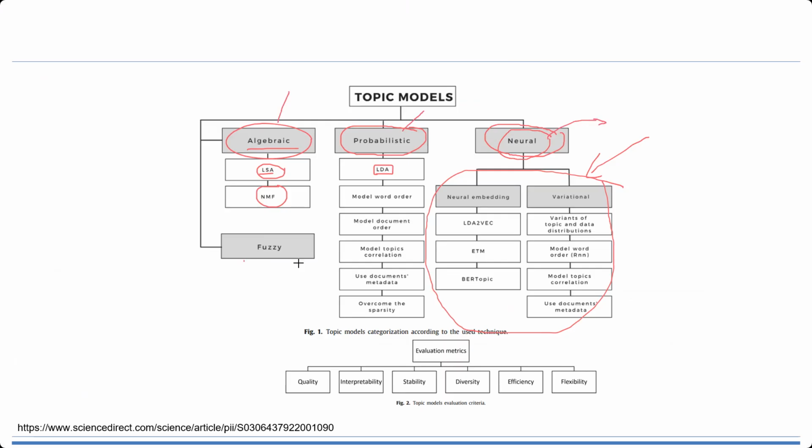There is another topic about fuzzy, but I will not discuss the fuzzy things. The evaluation metrics are also available, but I guess we can just use the common evaluation metrics. For example, in the classification section, we have the perplexity. So we can use those for topic models as well.